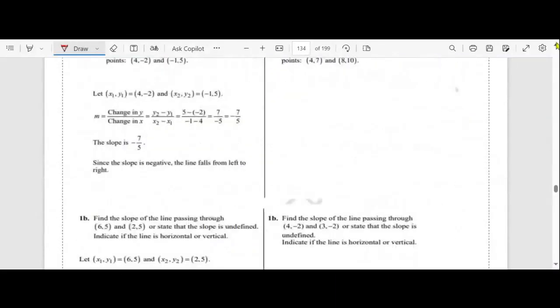Yeah, let's do some exercise. He's asking you to find the slope. How can I find the slope? Yes?